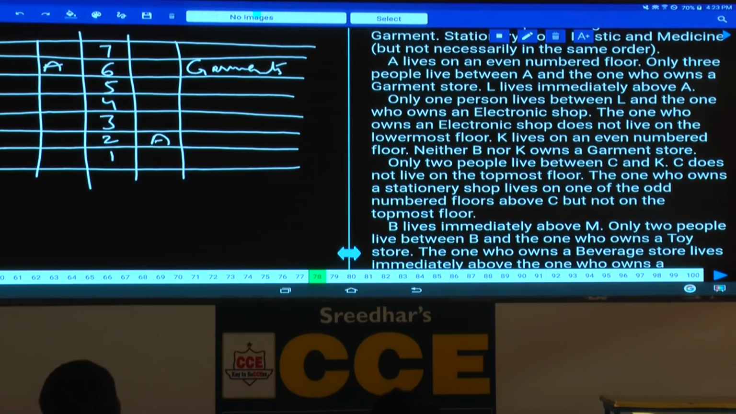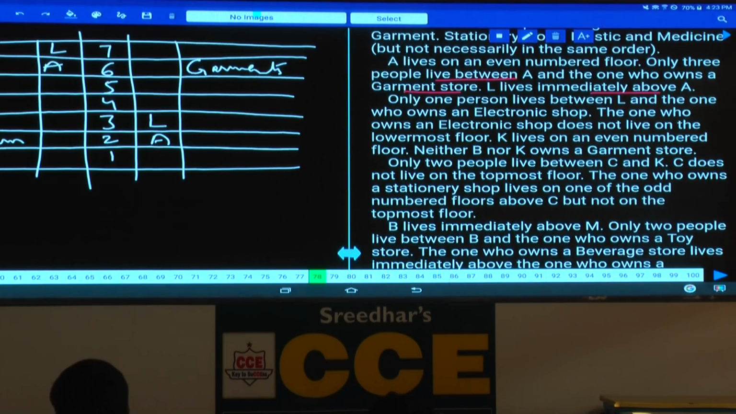If A is on the 6th floor, 3 floors in between A and garment, 1, 2, 3. Hence, garment must be on the second floor. Garment is on the second floor. And next one, only 3 people live between A and the one who owns garment. L lives immediately above A. As L lives immediately above A, L can be either on the 3rd floor or on the 7th floor.